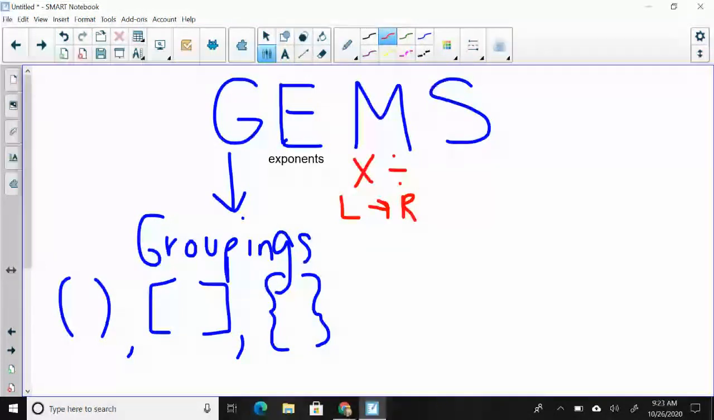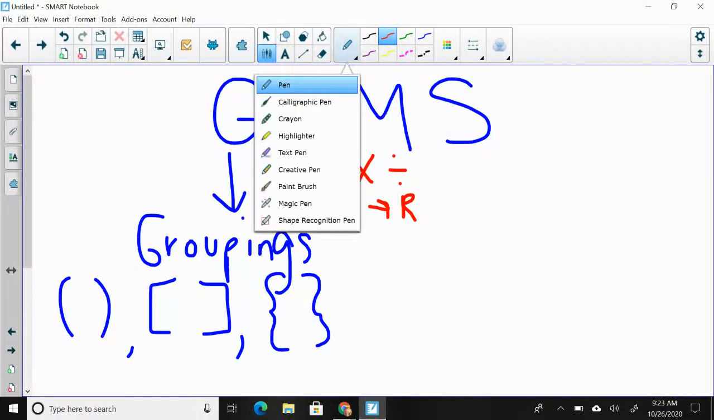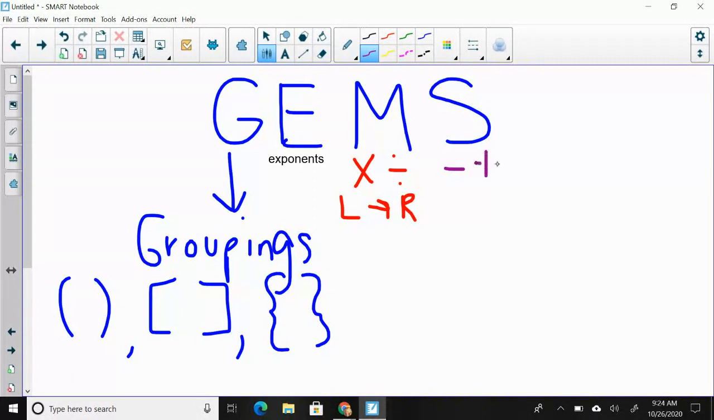Okay, and then S is subtract and add, left to right. So again, they are on the same level. So subtraction and addition, and again, that is also left to right. So if subtraction comes first, you subtract first. If addition comes first, you add first. All right.